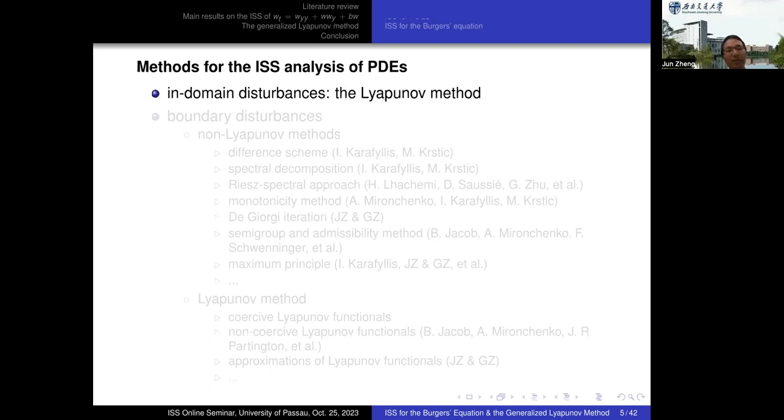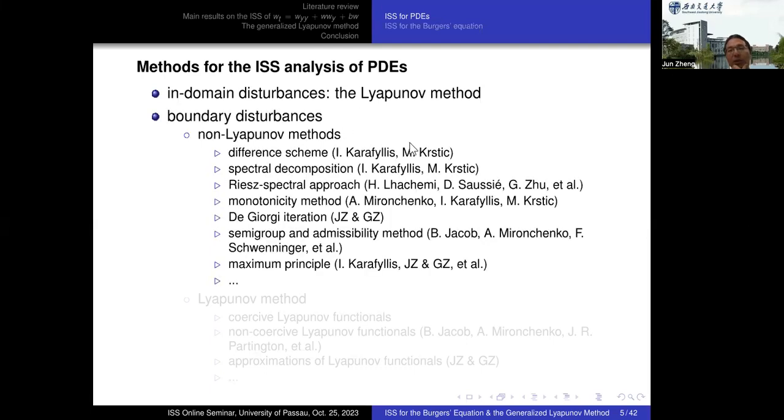For the methods used for the stability analysis of ISS in PDEs, I would like to mention that the Lyapunov method can be applied to PDEs with only in-domain disturbances. But for PDEs with boundary disturbances, the situation becomes more complicated. In general, it may be difficult to apply the Lyapunov method for the stability analysis of PDEs with different boundary disturbances. So at the beginning of studying the ISS for PDEs, some non-Lyapunov methods were proposed.